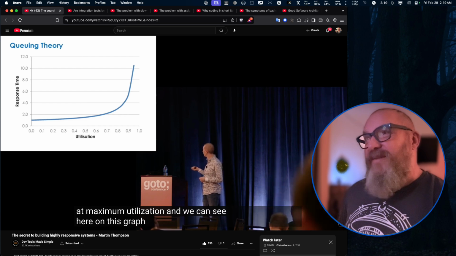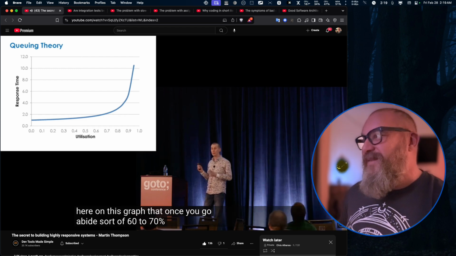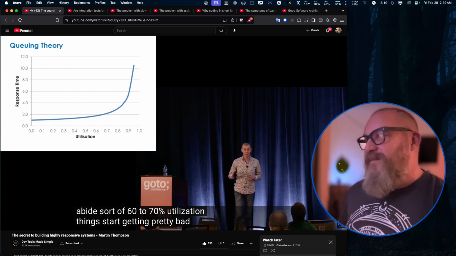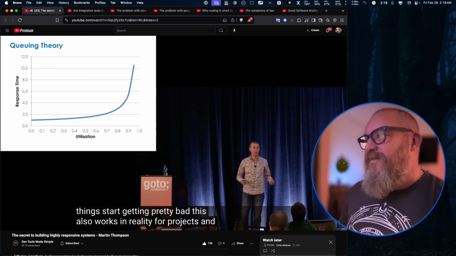And we can see here on this graph that once you go above about 60 to 70% utilization, things start getting pretty bad. This also works in reality for projects and people and everything like that.